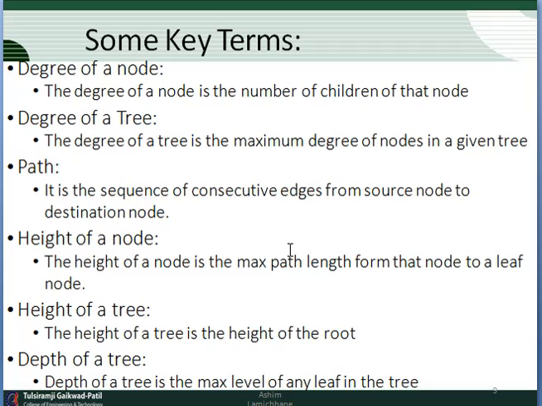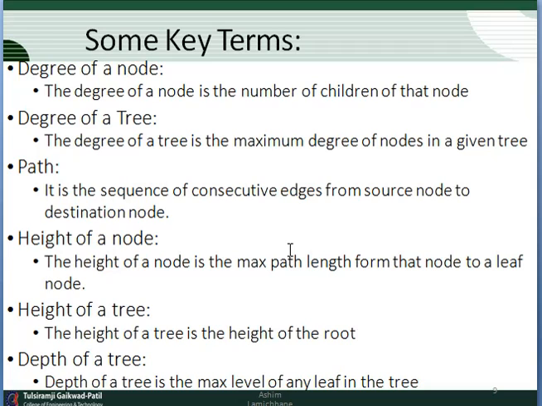Degree of a tree is the maximum degree of the nodes in a tree. If one of the nodes in a particular tree has 3 children, the degree of that tree is 3. Path is another definition. It is the sequence of consecutive edges from the source node to the destination node. The root node may be the source, and one of the leaf nodes may be the destination. To reach that leaf node from the source is called a path, or a particular path to reach that node from the source node, the root node.